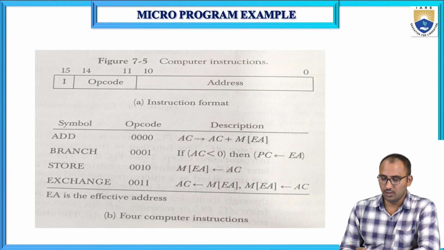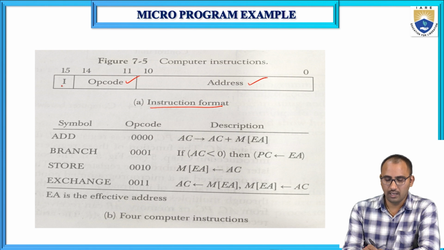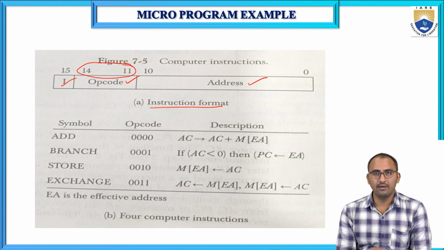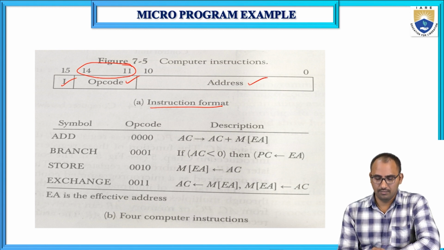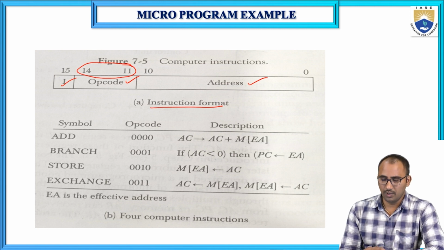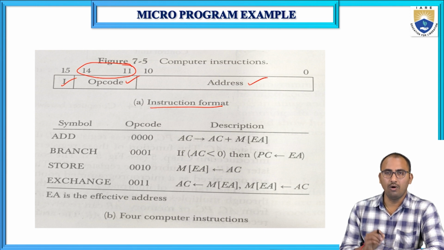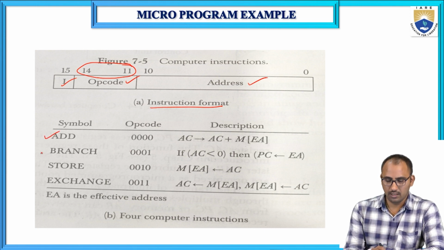So we have already seen the instruction format. It contains three fields: address field, opcode field, and indirect bit. Based on these four opcode bits, we can perform 16 micro operations. Out of the 16, for simplicity, we are specifying only four operations: add, branch, store, exchange.